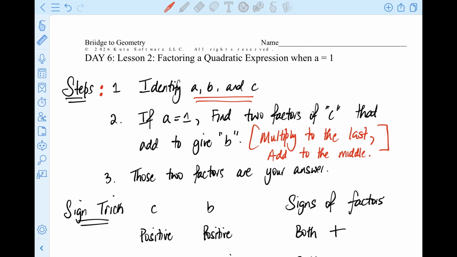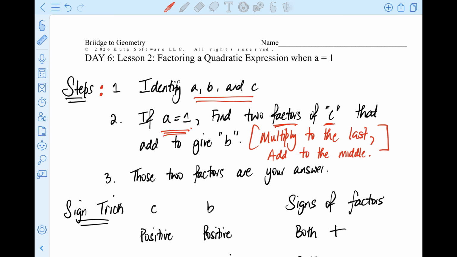So if a is equal to 1, this is the step. Literally, this is all we have to do. It's a puzzle. I like puzzles. I hope you guys like puzzles too. Find two factors, right? A factor is a number that goes into another number without leaving a remainder. In this case, you have to find your factors in pairs. So you're finding two factors of C, the number C, that add to give B.